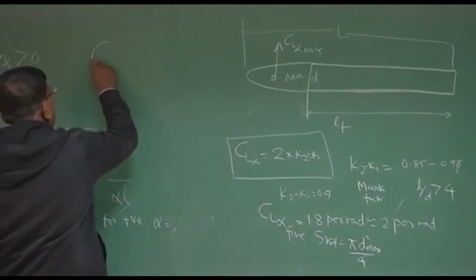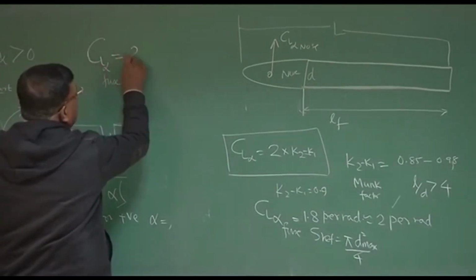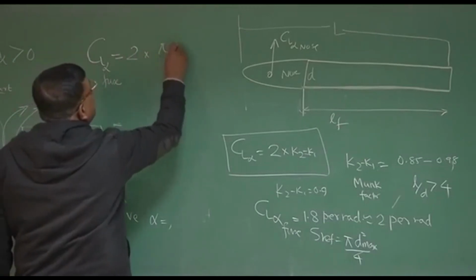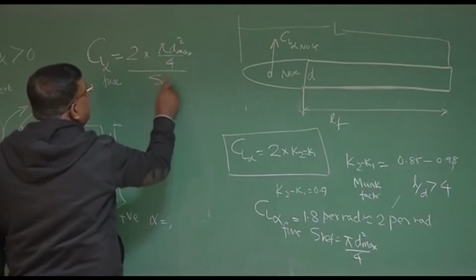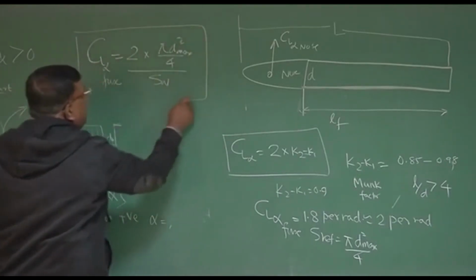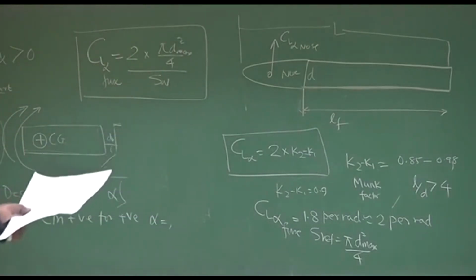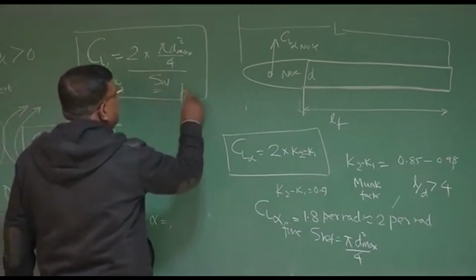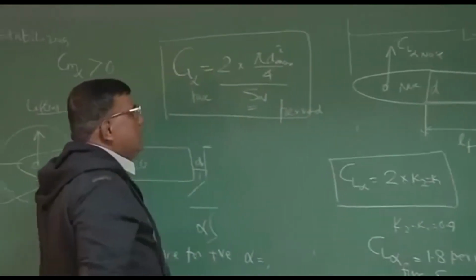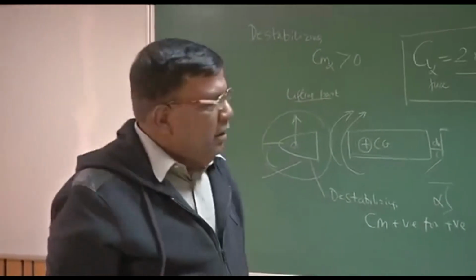So CL alpha fuselage will be, say, 2 into pi d max square by 4 and divided by reference area, wing area. So this value you will be actually using for all your equations, right? So 2 into whatever the ratio comes, that is the CL alpha per radian based on wing reference area. This is very important, per radian, right? Okay. We may like to solve a problem, but this is not very important. You should know this, that's all, right?